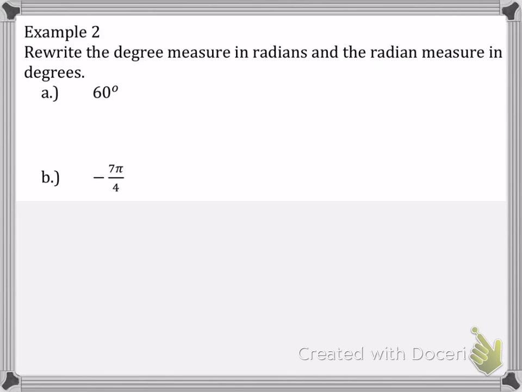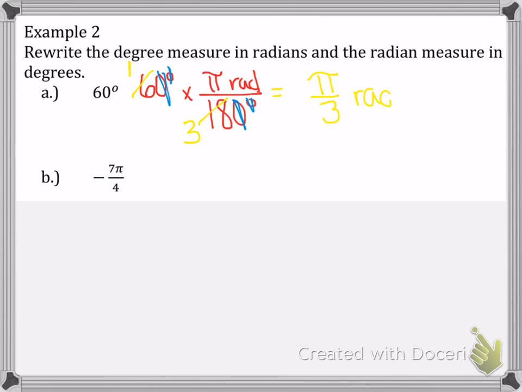Rewrite the degree measure in terms of radians and the radian measure in terms of degrees. So 60 degrees, what I'm going to use is I'm going to put pi radians on the top and 180 degrees on the bottom. This way, my degree units cancel, my zeros cancel, and then my 18 and 6 are both divisible by 6, so this becomes 1, and that becomes 3. So then when I multiply across, I get pi over 3 radians.